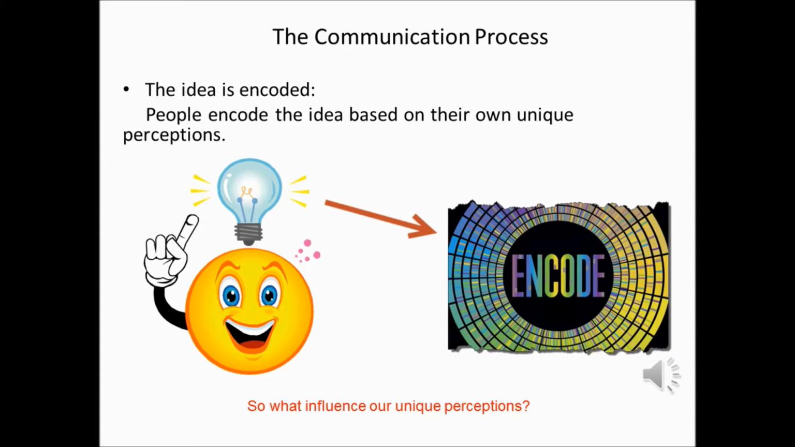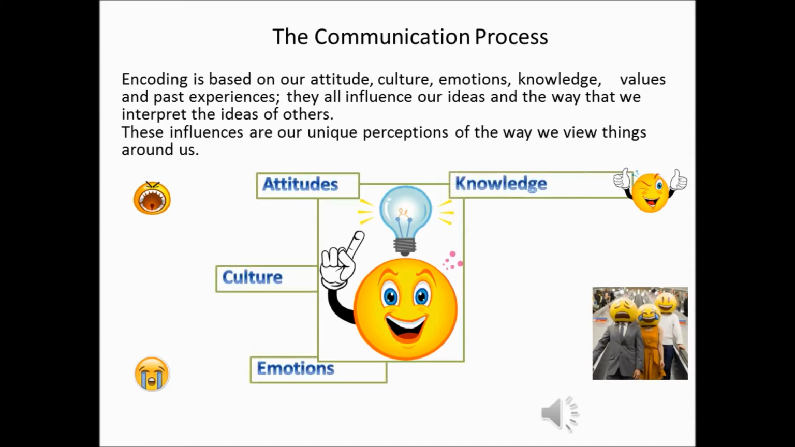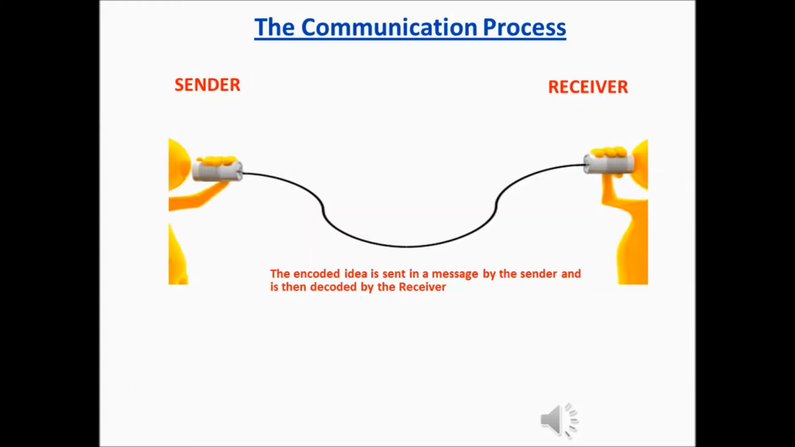Let's take a look at what influences our unique perception. The encoding of ideas is based on our attitude, culture, emotions, knowledge, values, and past experiences. They all influence our ideas and the way we interpret the ideas of others. These influences are unique perceptions of the way we view things around us. Now that the idea is encoded, it's called a message and is ready to be transmitted.